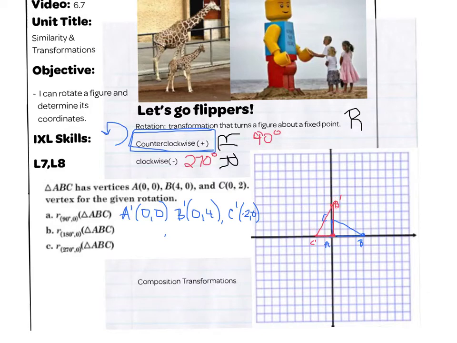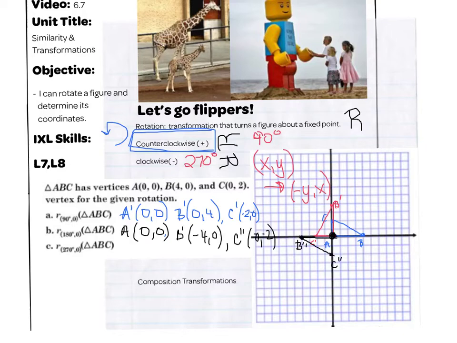So if I want to see what actually changed with the coordinates when I did that, I can say this happened. The original point, x comma y, actually changed to negative y comma x. So they flip-flopped. So now I've clearly graphed a rotation of 180 degrees.